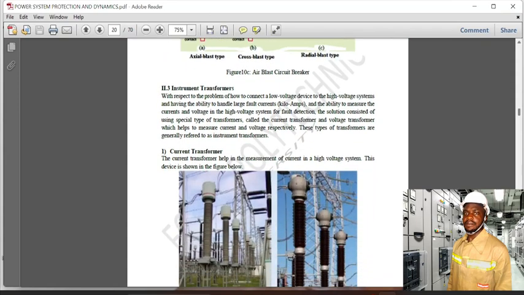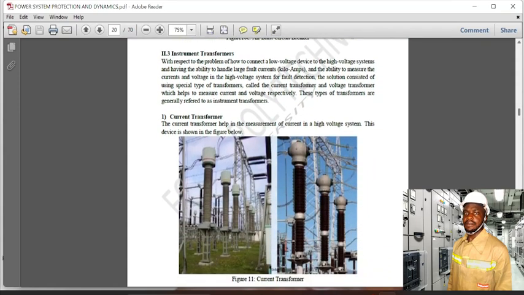Okay, then we move to the next power system protection devices. Here we call them instrument transformers. So you generally know that transformers are used to step up or step down voltages at the same frequency. But now this is a different type of transformer, which is different from the normal transformer you know.